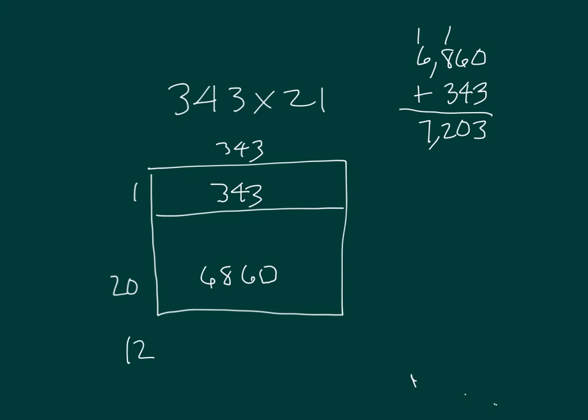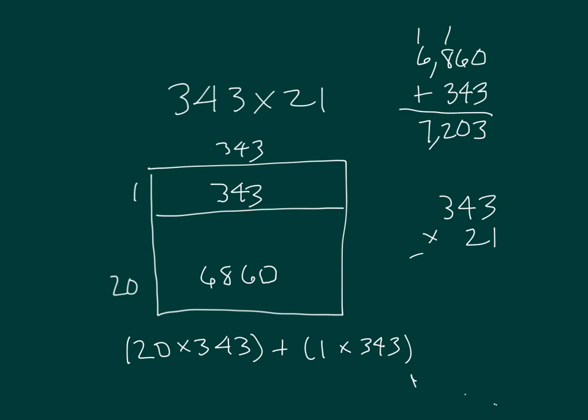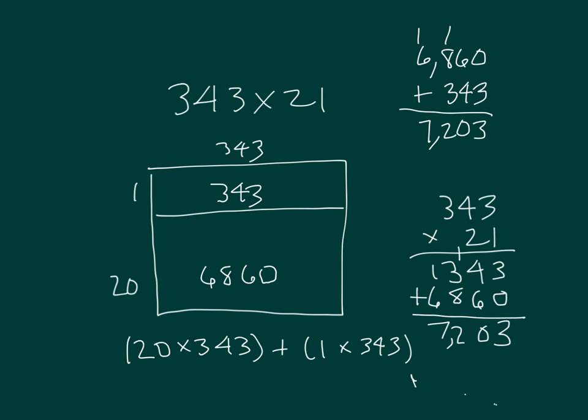So again, we took 20 times 343, and we added that to 1 times 343. We also can show the standard algorithm. One times 3 is 3, 1 times 4 is 4, and 1 times 3 is 3. Place a 0, because we're working with 2 tens. 2 times 3 is 6, 2 times 4 is 8, and 2 times 3 is 6. Notice we get the same product, and we have our partial products here.